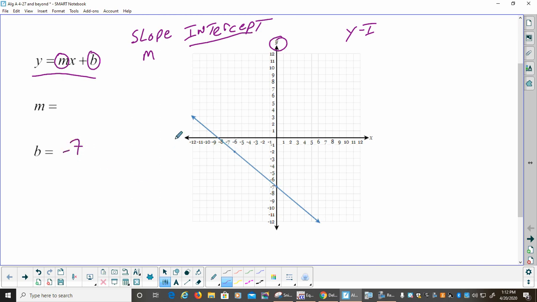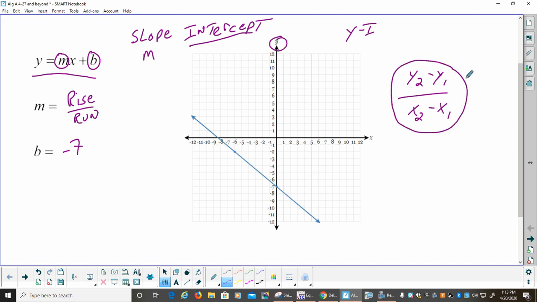The slope, remember slope is rise over run. You don't need to use a formula. Don't bother using it. That's more work than you need to do. It's not that this isn't the equation for finding slope, it's just I don't think you need to use it.